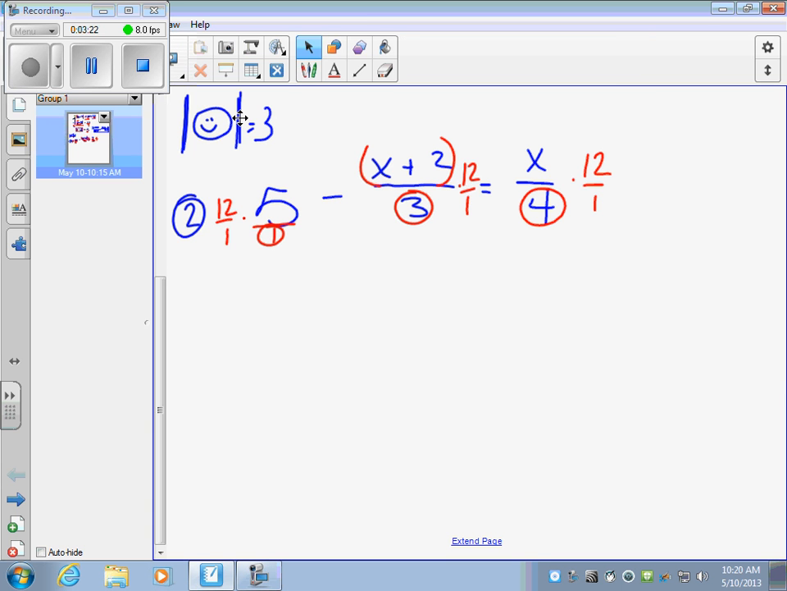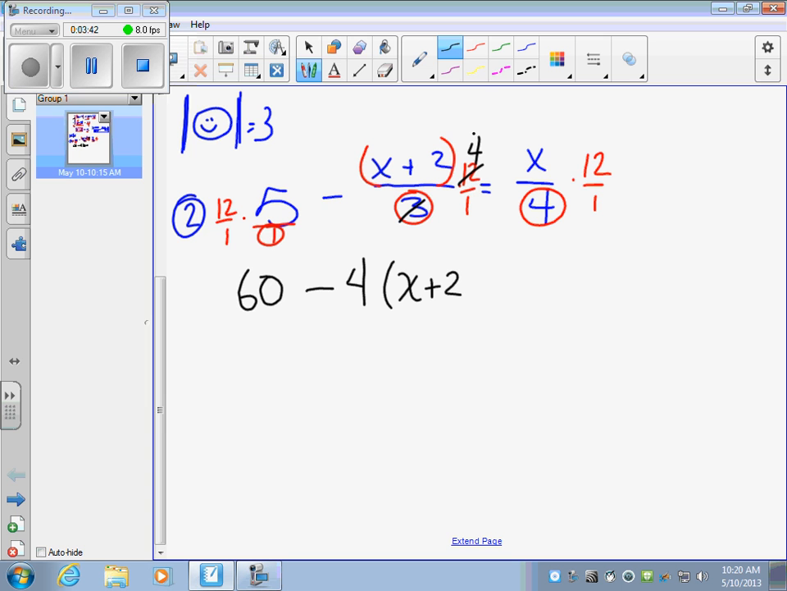Okay, now I'm going to go ahead and simplify. So 12 times 5 is just 60, minus, and 3 goes into 12 4 times. So I can put the 4 in front, 4 times the quantity x plus 2, because now I just have 1 in the denominator, so there's no reason to write that. Equals, and now 4 goes into 12 3 times, so I don't have a denominator anymore, so I'm just going to write 3x.